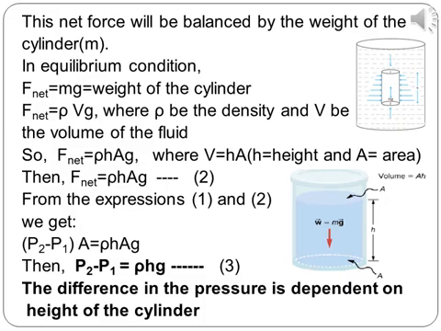From expressions 1 and 2, we get (P2 minus P1) into A is equal to rho h Ag. Then P2 minus P1 is equal to rho hg, or h rho g, which is expression 3. From this expression, you can see that the pressure difference P2 minus P1 depends on the height h of the cylindrical fluid element.